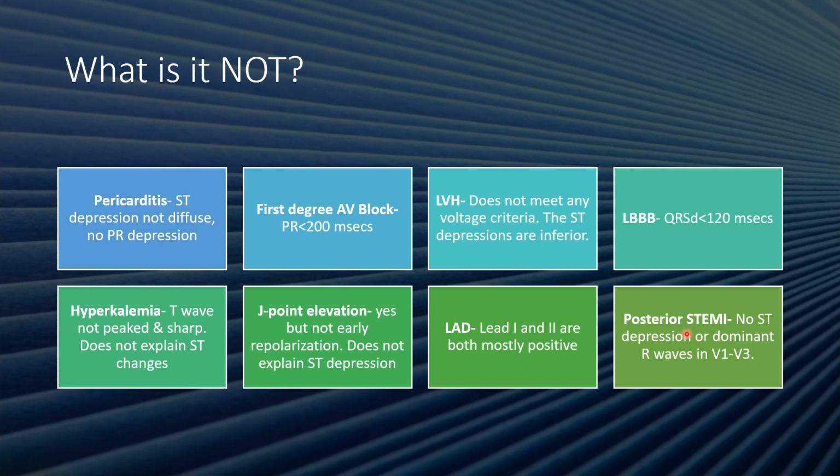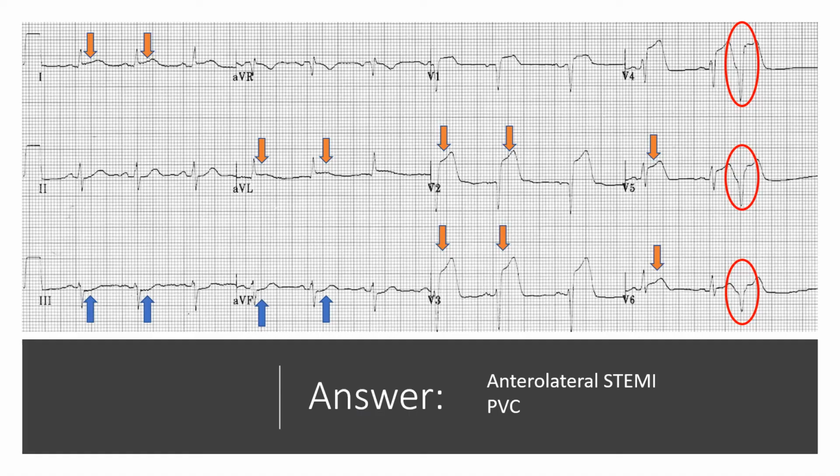It is not a posterior wall ST elevation MI. Remember, I told you sometimes the reciprocal changes that you see in leads V1 to V3, which is basically ST segment depressions in V1 to V3, can be indicative of a posterior wall ST elevation MI. But in this case, the ST segments are elevated in these 3 leads. Therefore, it is not a posterior wall ST elevation MI. So the answer to this question is an anterolateral STEMI.